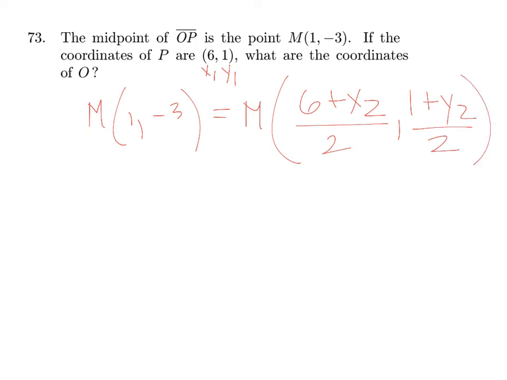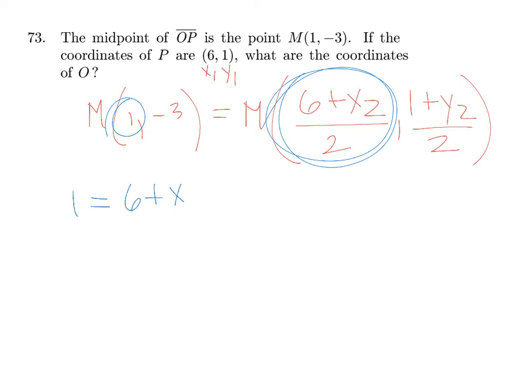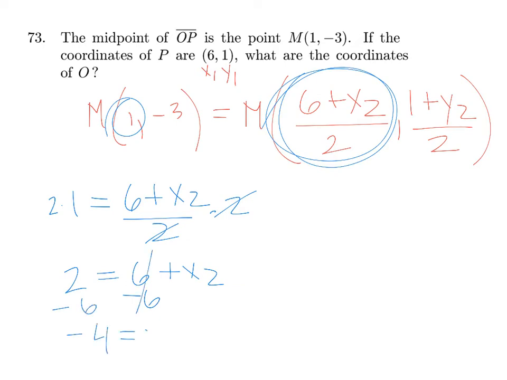Now I set these x values equal to each other. So I have 1 is equal to 6 plus x sub 2 over 2. How do you get rid of the 2? We'll multiply by the denominator on both sides. Those cancel. I get 2 is equal to 6 plus x sub 2. Subtract 6. I get -4 is equal to x sub 2. I'm going to use that information in a moment.